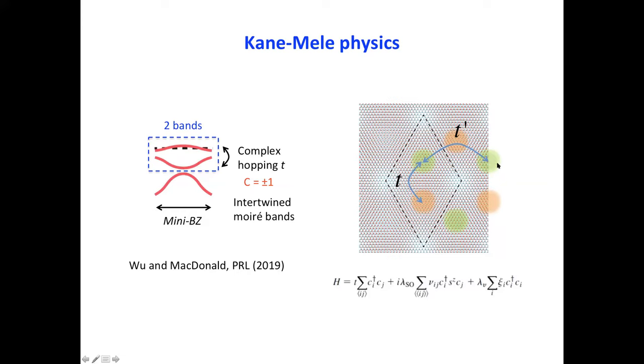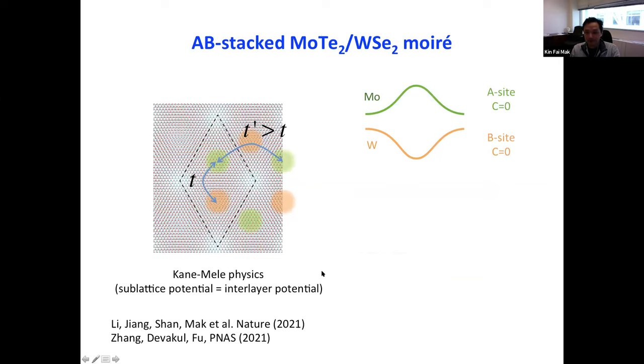The next nearest neighbor hopping, this t prime here, produces a band dispersion for each of these flat bands before band inversion. And this nearest neighbor hopping t here intertwines the two bands to introduce Chern bands. There is also, in general, a sublattice potential difference between the A and B sublattice sites, and that's tunable by the electric field in this model. So let me give you a very concrete example of what we found last year, which realized something very close to the prediction by Wu and MacDonald. This is AB-stacked molybdenum telluride on top of tungsten selenide moiré.